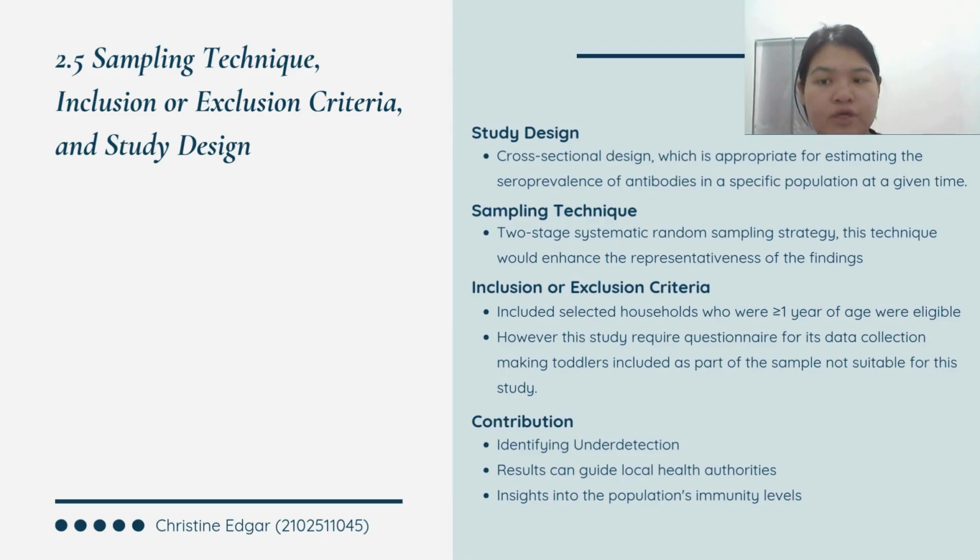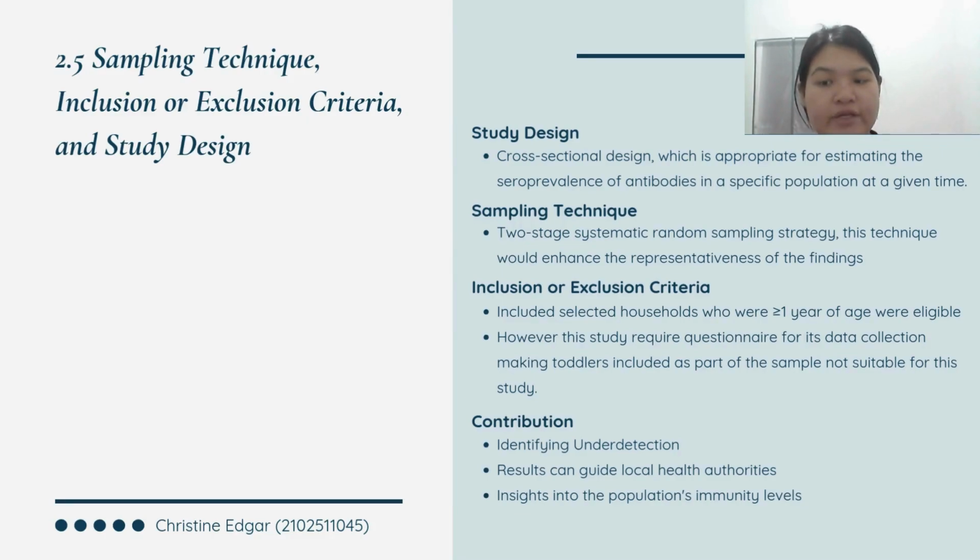Appropriate inclusion and exclusion criteria were crucial for the validity of the study. The study included selected households, with participants above 1 year of age, who were eligible if informed consent was obtained from either the participant or the guardian or parents. However, the study required a questionnaire for its data collection, making toddlers unsuitable for inclusion in the sample.